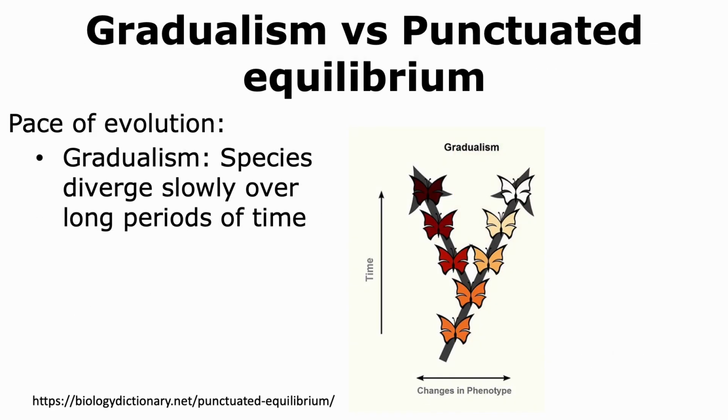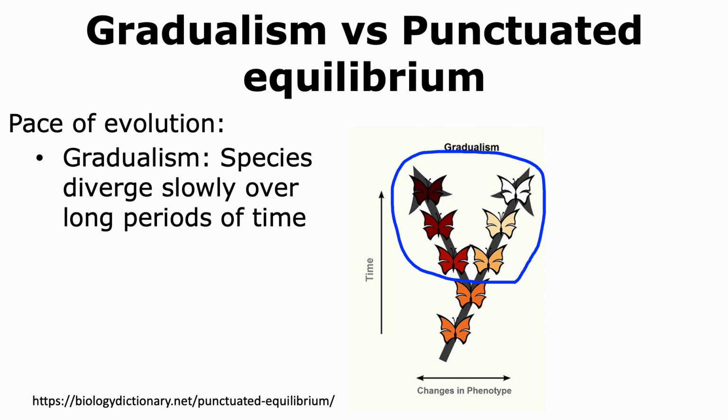There are two main ideas that have been proposed to explain the pace at which populations evolve. In the case of gradualism, the species that are formed diverge slowly from the ancestral organism over long periods of time. And thus, in every generation, there are subtle changes, and with many generations, we're able to see more and more divergence of two species that arose from a common ancestor over time.